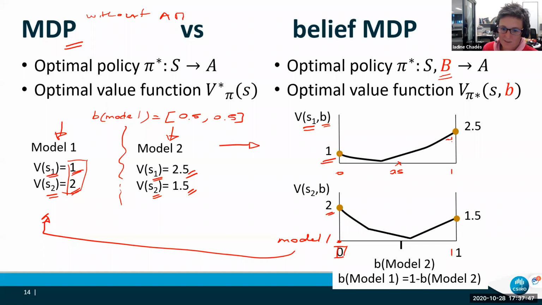The intuition is it's easy to calculate that value function when the belief is 0 or 1 for any states, because it's just solving an MDP for each of the models. Well, it's hard to calculate what's in between.